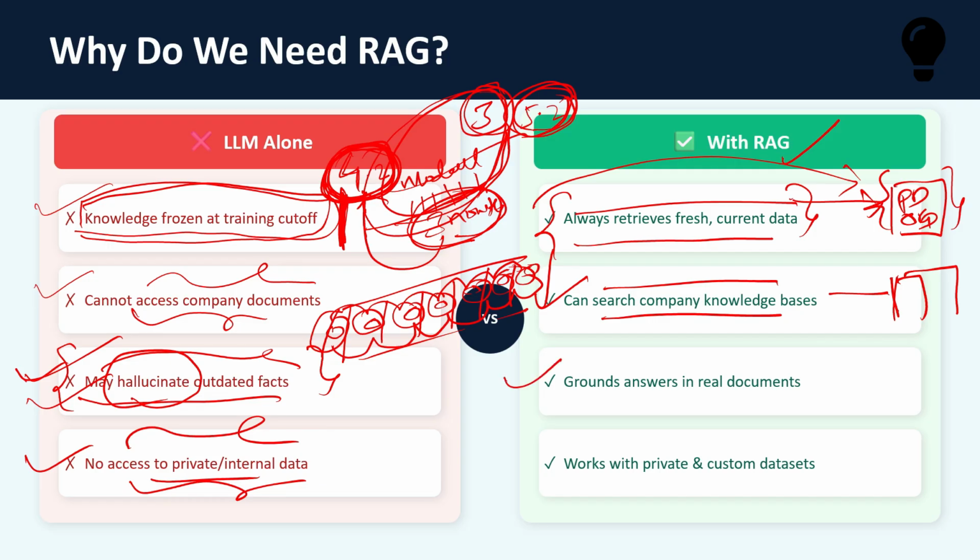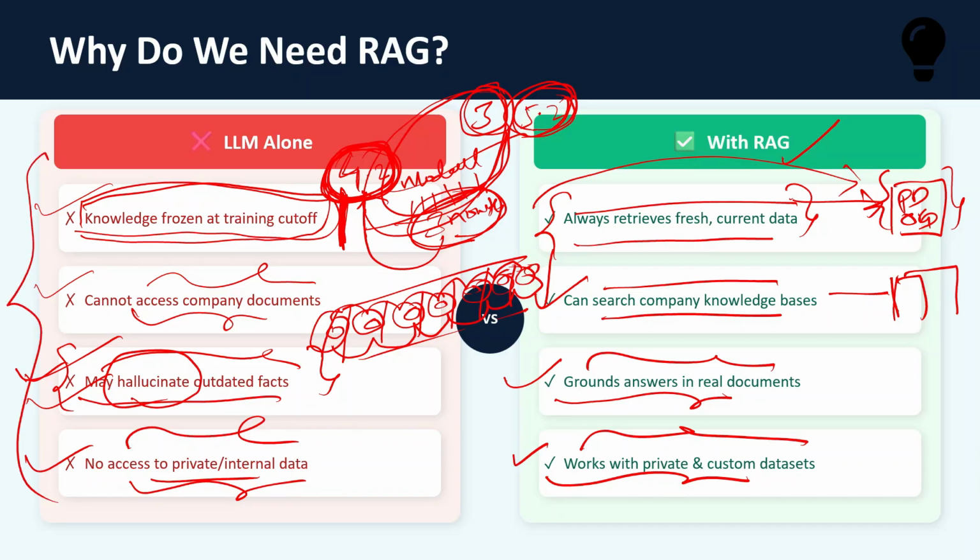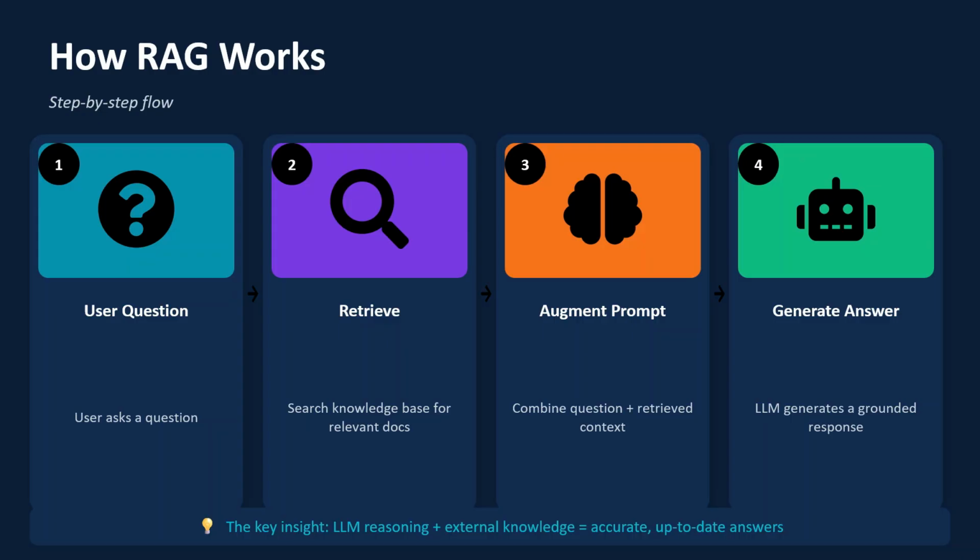It grounds answers in real documents. It looks for real-time documentation and then answers based on that. It works with private and custom data sets. For your organization or personal use, you will have data sets containing multiple kinds of information, custom data sets or private information. So LLMs have limitations in terms of knowledge and the trained model, while RAG doesn't rely on the particular model. It always looks for the current information and, based on that, generates the response.